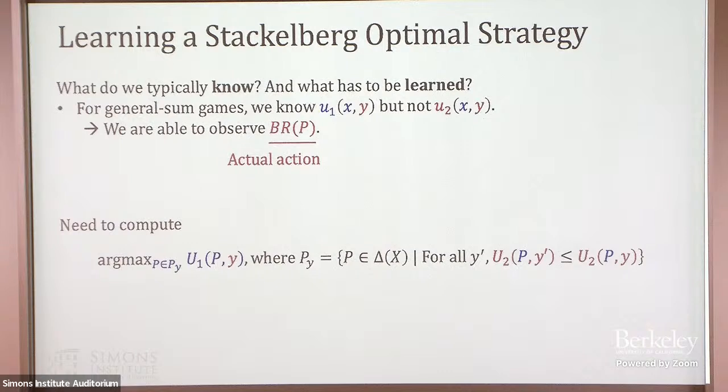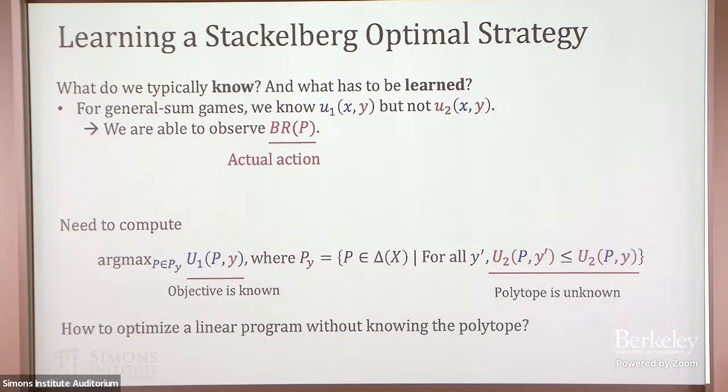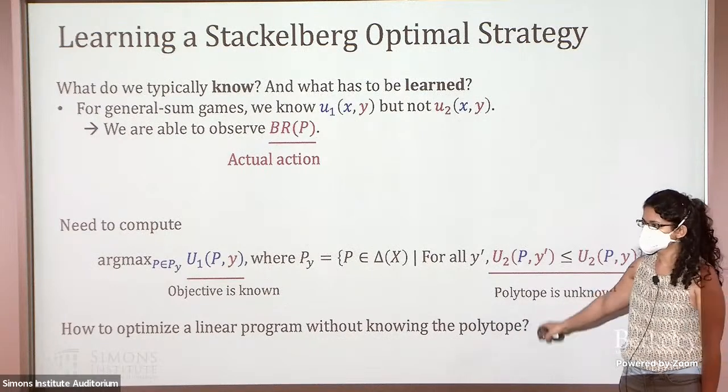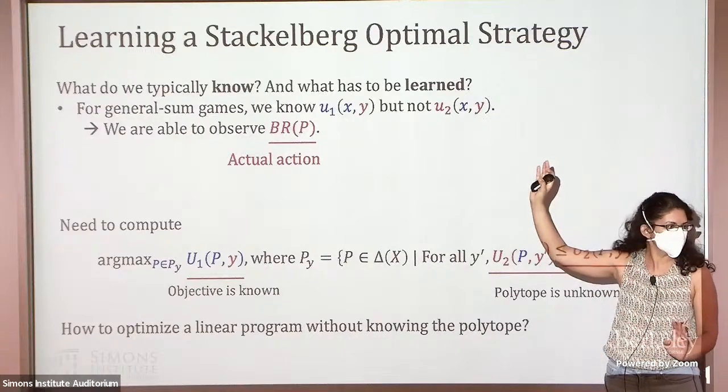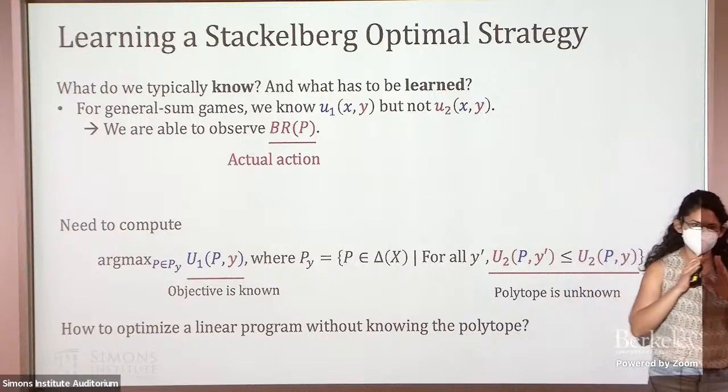Now, what you're really going to be thinking about here is, if I'm trying to learn a Stackelberg optimal strategy, I'm trying to compute this function without actually knowing the polytope. U1 I know, I just don't know the optimization region, because the optimization region really required me knowing what U2 is. That's the polytope. So how can I optimize a linear function over an unknown polytope? That's the gist of the problem here. If you could do it, then you could do the multiple LP approach that I was recommending and put it all together. Any questions about this?